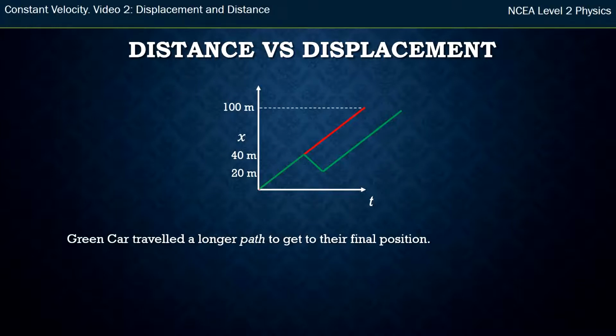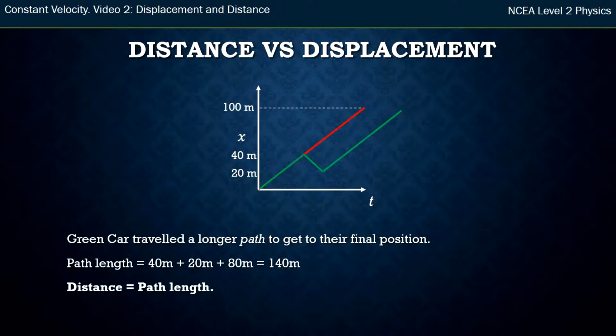Now the green car travelled a longer path to get to their final position because they did some funny things in the middle. The path length that they actually travelled was from 0 to 40, back 20 meters, and then from the 20 to 100 is another 80 meters. So if you add those up, you get 140 meters. This is our second definition, which is distance. Distance is the path length travelled.